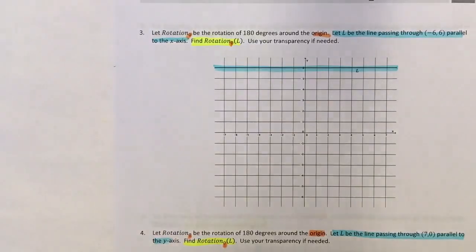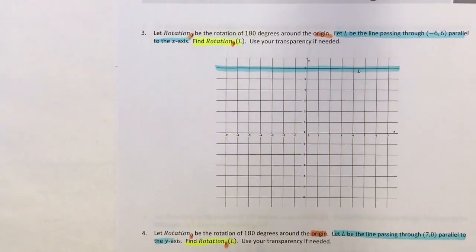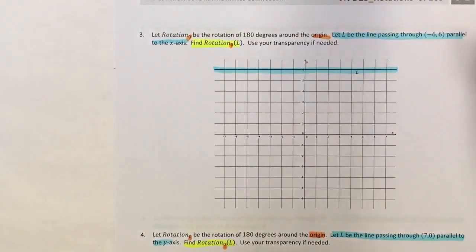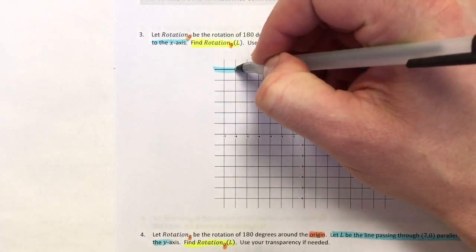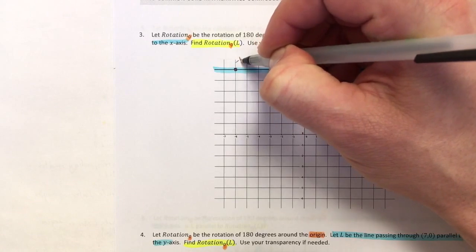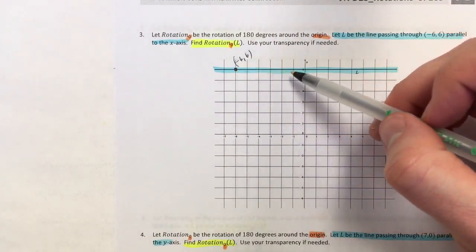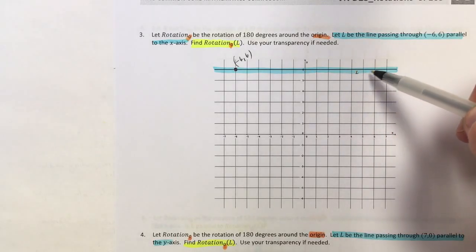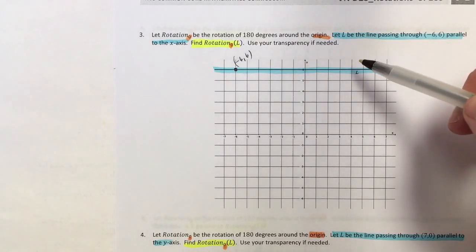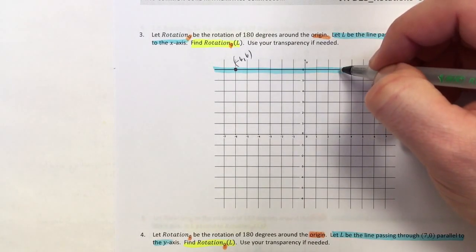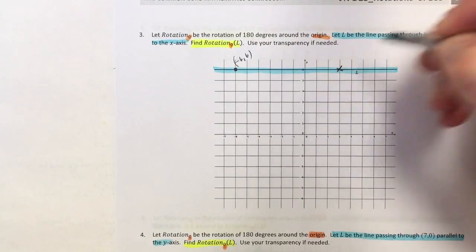Okay. Number 3. Let the rotation be a rotation of 180 degrees around the origin. Let L be the line passing through the point -6, 6. So I want to look at this point -6, 6. And in fact, we can sort of view a line as a series of lots and lots of points, and where would they graph to if I were to rotate them 180 degrees around the origin. So I'll add one more here.